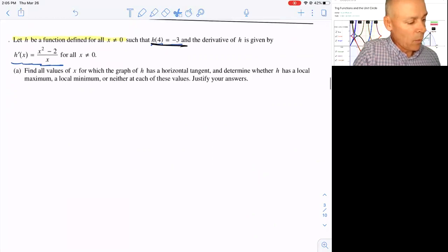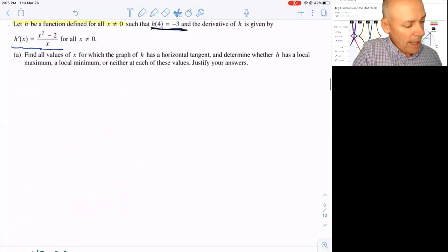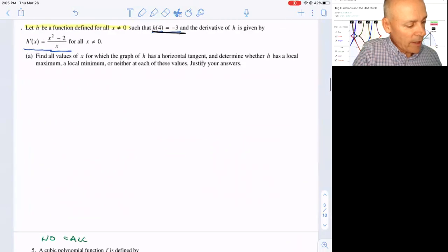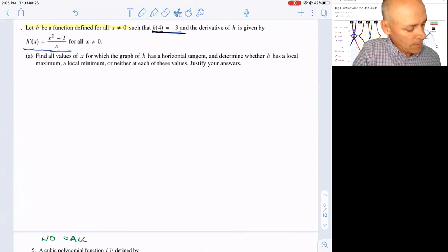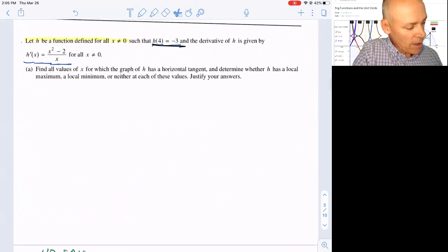Okay, well, kind of the key to this is what? h is going to have a horizontal tangent when? h has a horizontal tangent.